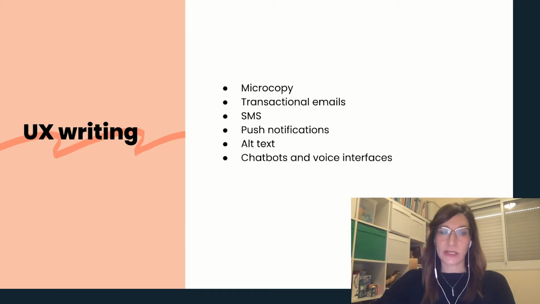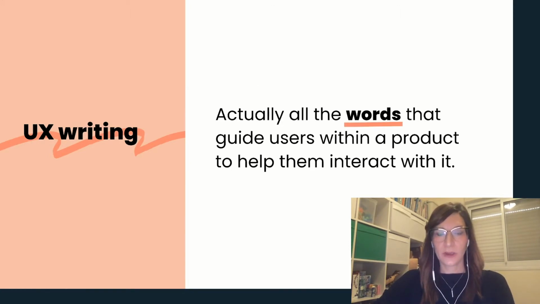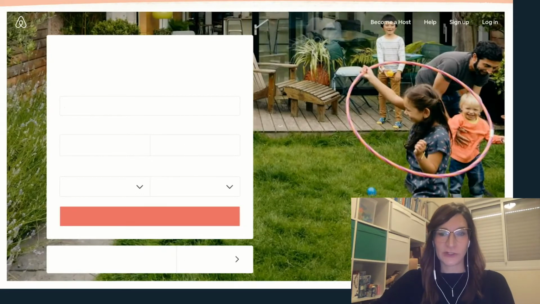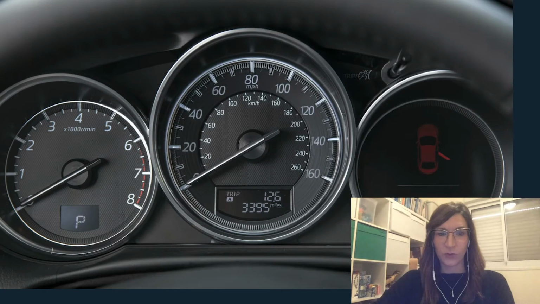For example, when you're writing an Alexa skill, you can't rely on a lot of the UI elements that we're used to, but that would still be part of user experience writing. And it's all the words that guide a user within a product. So I think we all know, it's pretty intuitive, that a product without words is really not usable. And that's what we're responsible for. It's a really pivotal role.